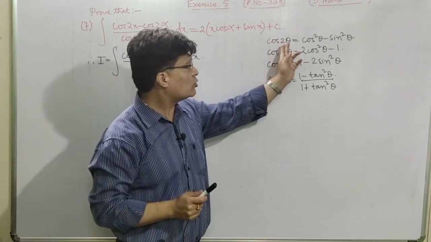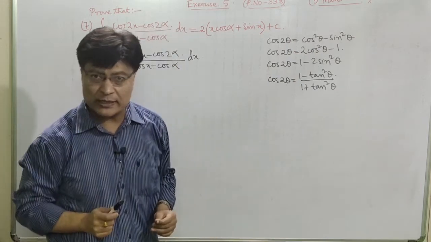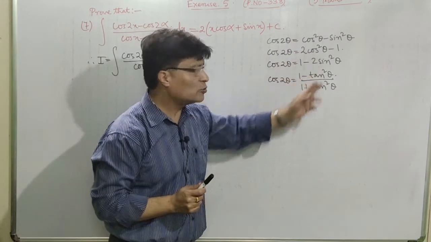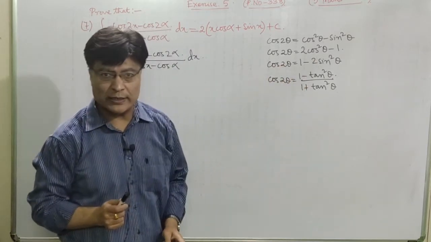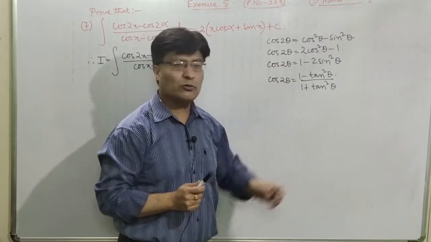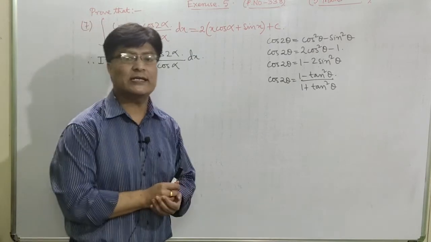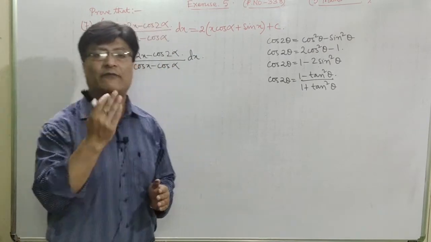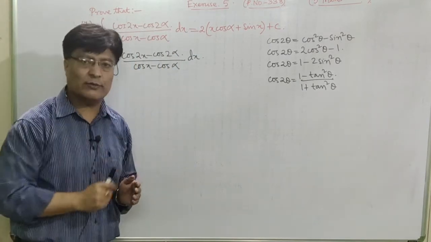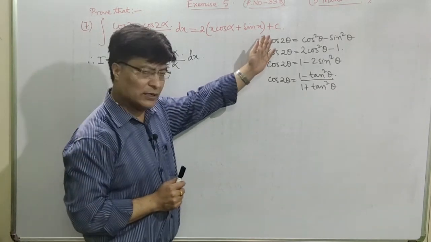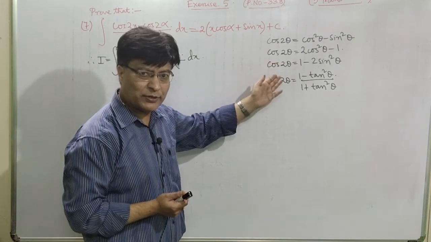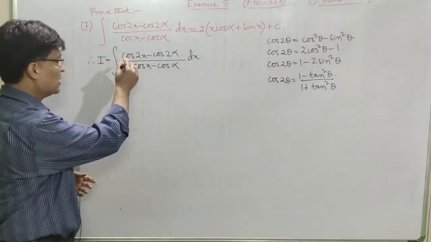So there are 4 formulae for this cos 2 theta, right? One is cos 2 theta is equal to cos square theta minus sin square theta. Cos 2 theta is equal to 2 cos square theta minus 1. Cos 2 theta is equal to 1 minus 2 sin square theta. And cos 2 theta is equal to 1 minus tan square theta upon 1 plus tan square theta. These formulae are from the chapter multiple angles in trigonometry. So which formula is used in this case? It may be 1, 2, 3, or 4. Which one is used? Let us check it here.